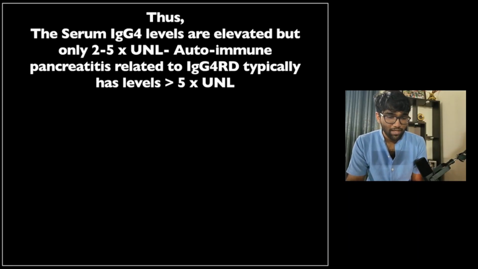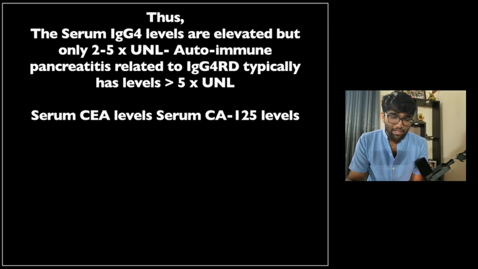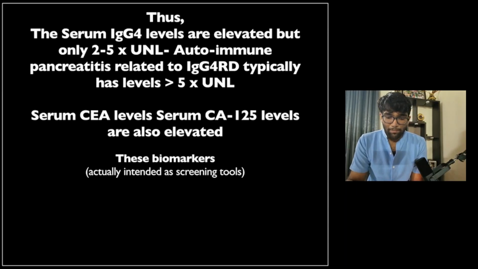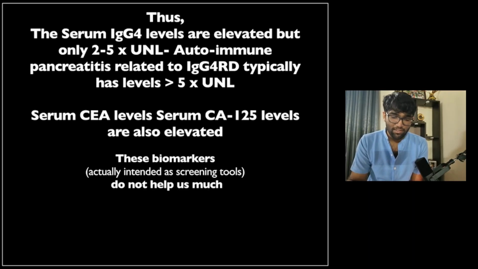The serum IgG4 levels are elevated, but they're only elevated 2 to 5 times the upper normal limit. So autoimmune pancreatitis, as we've discussed previously, related to IgG4 related disease, typically has levels more than 5 times the upper normal limit. Serum CA levels are elevated, and CA 125 levels are also elevated. They, as we've just discussed, have multiple other causes. So these are primarily intended as screening tools and are not particularly useful to us in this clinical context.